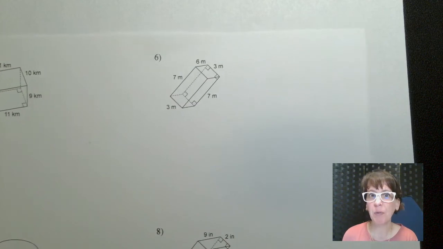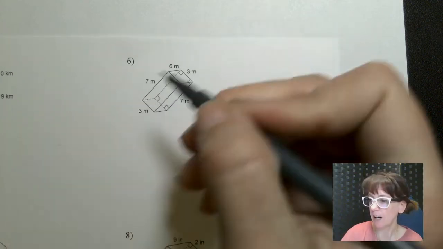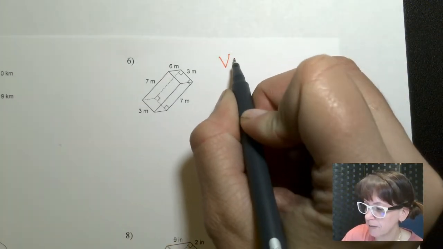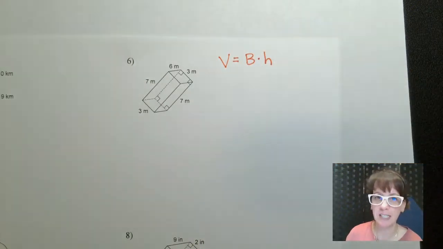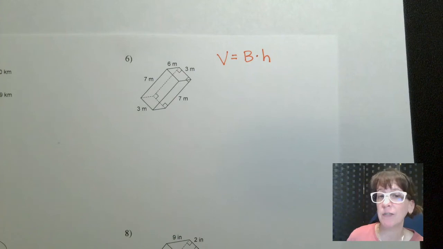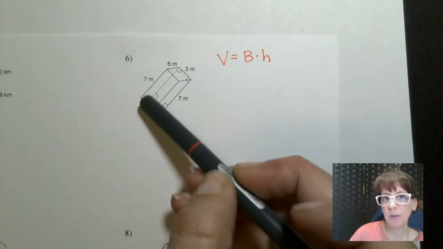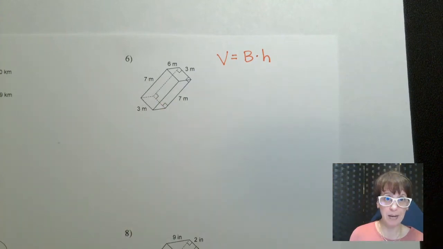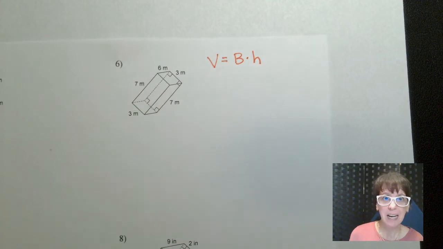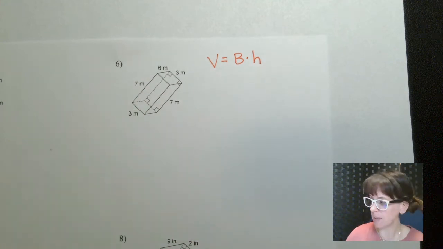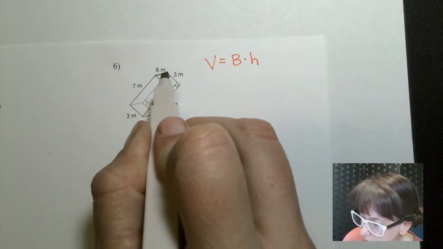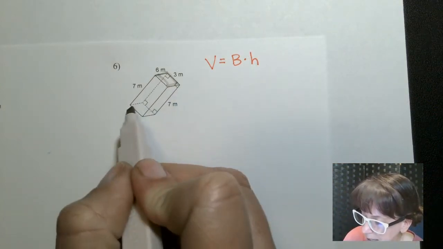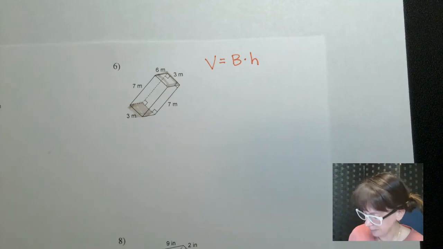Okay, so the formula for our prisms and cylinders is volume equals the area of the base times the height. Remember, if it's capitalized like that, it means the area of the base. In this case, we have to pick what is going to be our base because it's a rectangular prism. I think the easiest way is to pick this 6x3 rectangle, and this 6x3 rectangle here.